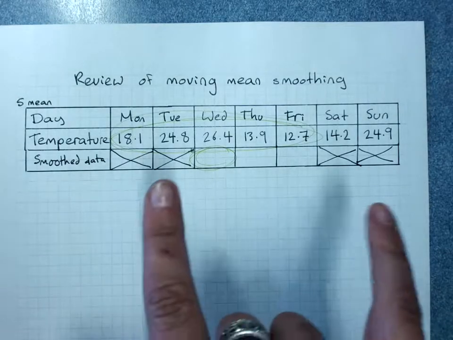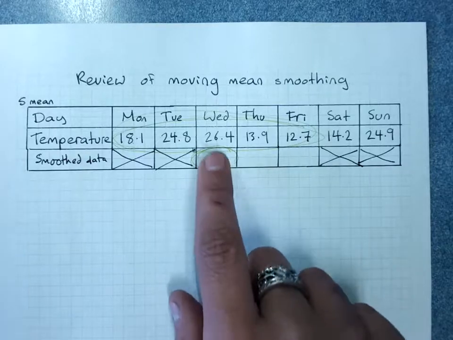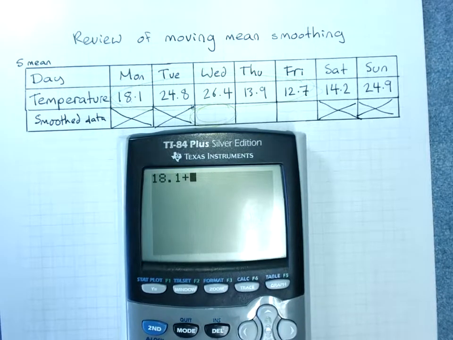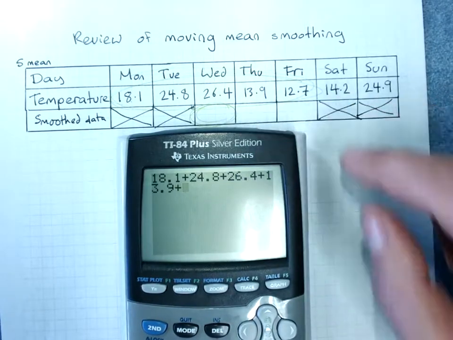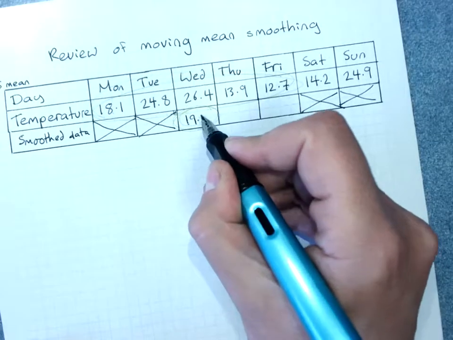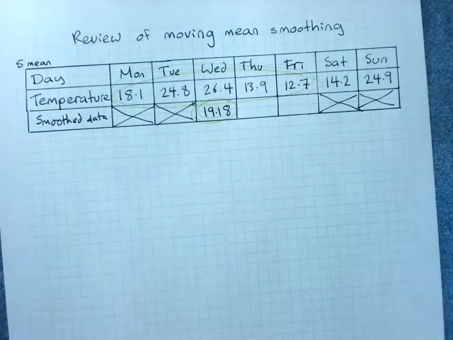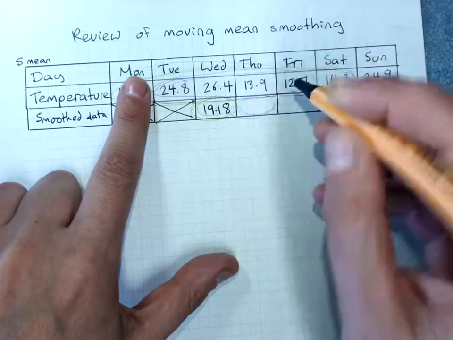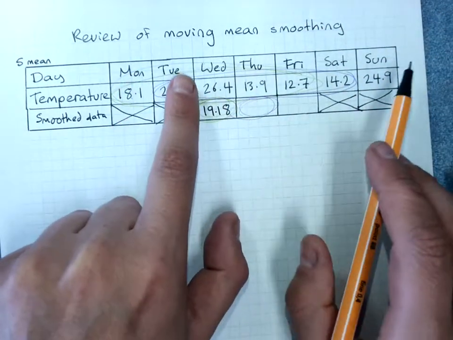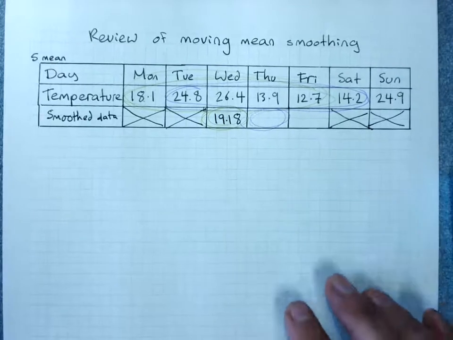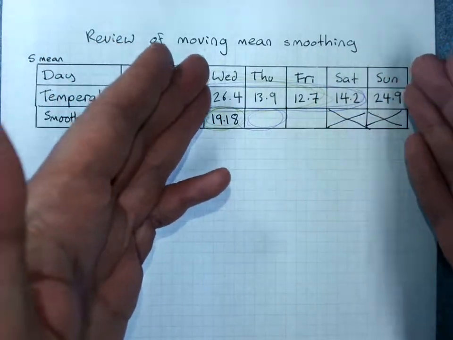So we add up all of these, find the average, pop it in here. Make sure you divide by 5, 19.18. That's our first score. The second set of 5 is here and centers on Thursday. We'd find the average of these and put it here. Then the last set of 5 is here and centers on Friday. So if you're doing 5 mean smoothing, you're finding the average of 5 data points at a time.